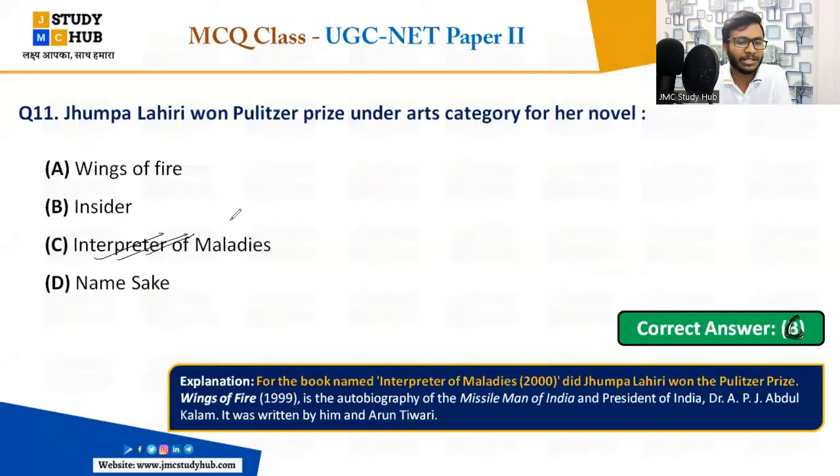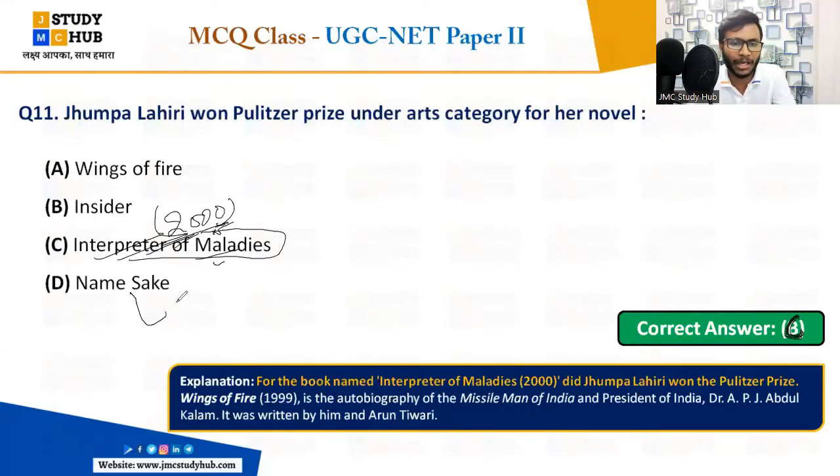In 2000, Jhumpa Lahiri won the Pulitzer Prize for Interpreter of Maladies. Basically, this is a collection of short stories, right? It was published in the year 2000. Namesake is also by Jhumpa Lahiri. Namesake bhi hai aapka, Jhumpa Lahiri ka bhi hai.